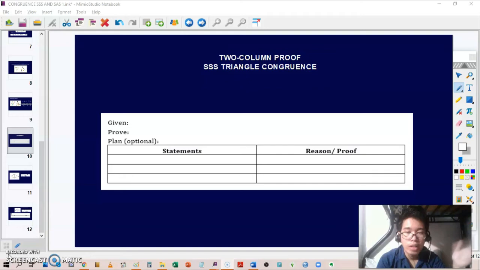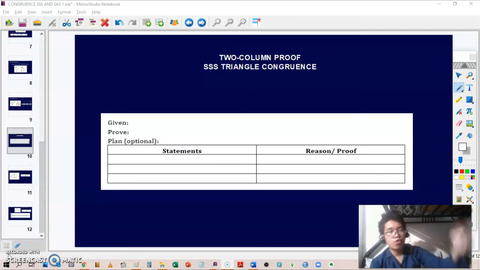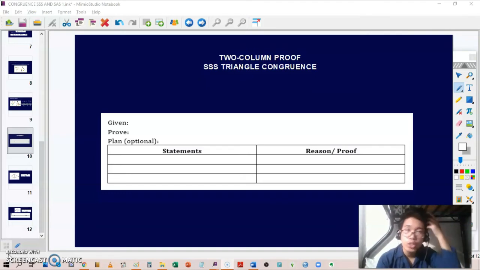So now, guys, we are delving into the realm of two-column proofs. We're still going to compute for some values in the second, third, and fourth quarters of geometry, but for now we'll try to maximize the use of the two-column proofs. This is how it looks.